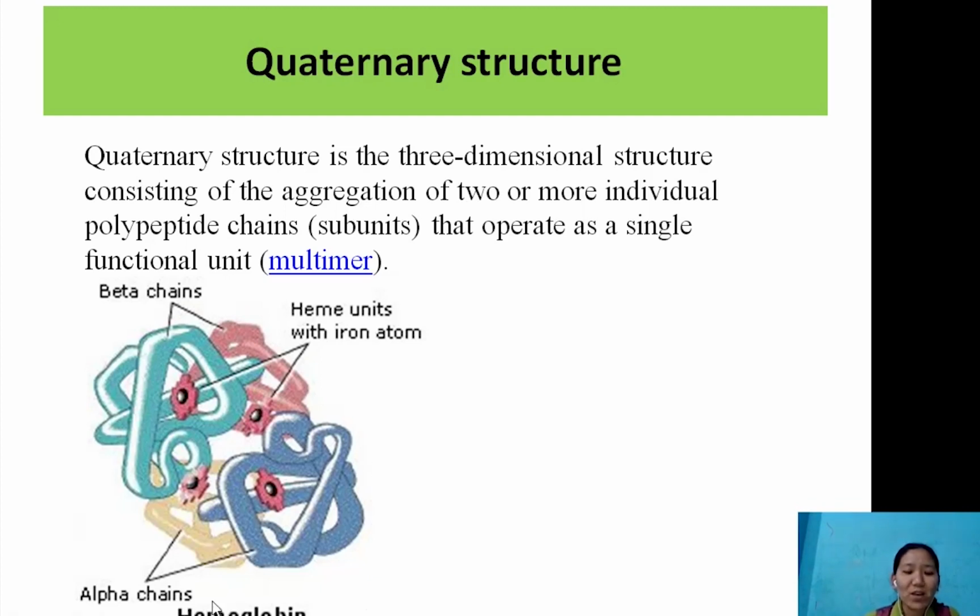So an example here you find is hemoglobin. As you know, hemoglobin helps in carrying oxygen through our body's circulatory system, and this hemoglobin is present in RBC, that is red blood cell.